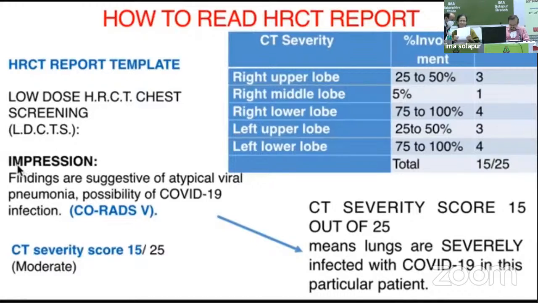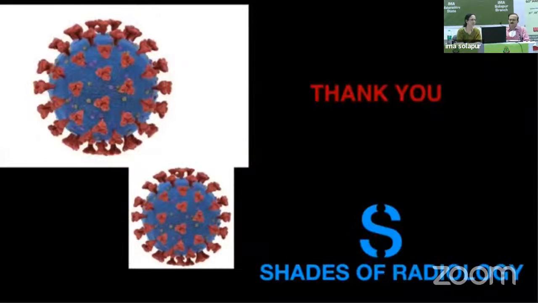So what we are going to give in the impression is that the features are suggestive of atypical viral pneumonia, that is CORADS 5, as we have all the classic features of COVID-19 infection, and the CT severity score is 15 out of 25 and it is of moderate severity. So this is as simple as that. We just need to divide it into lobes involvement, percentage of involvement and score assigned to that particular percentage. Then once we add up the scores of all the lobes, we get the entire CT severity score. Thank you all.